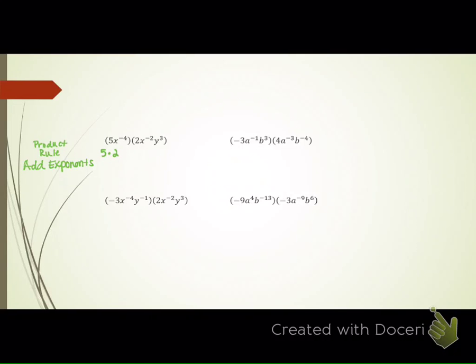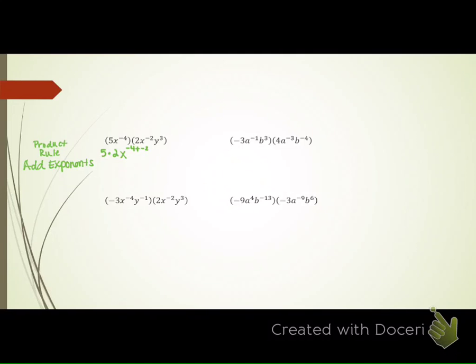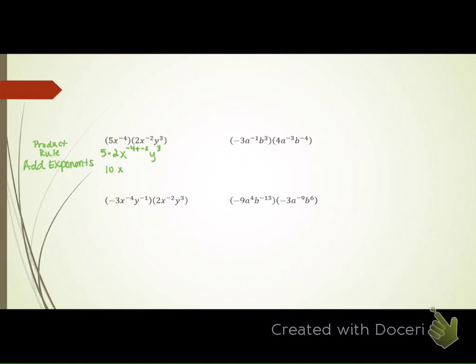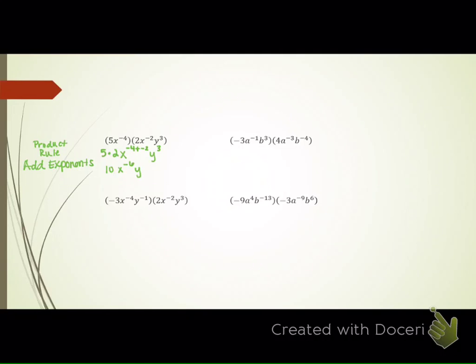So what are you going to do with x to the negative 4th and x to the negative 2nd? You add those. What are you adding together? The negative 4 plus negative 2, and can we do anything with y to the 3rd? No. So 5 times 2 is 10. Negative 4 plus negative 2 is negative 6. And then y to the 3rd does not change.